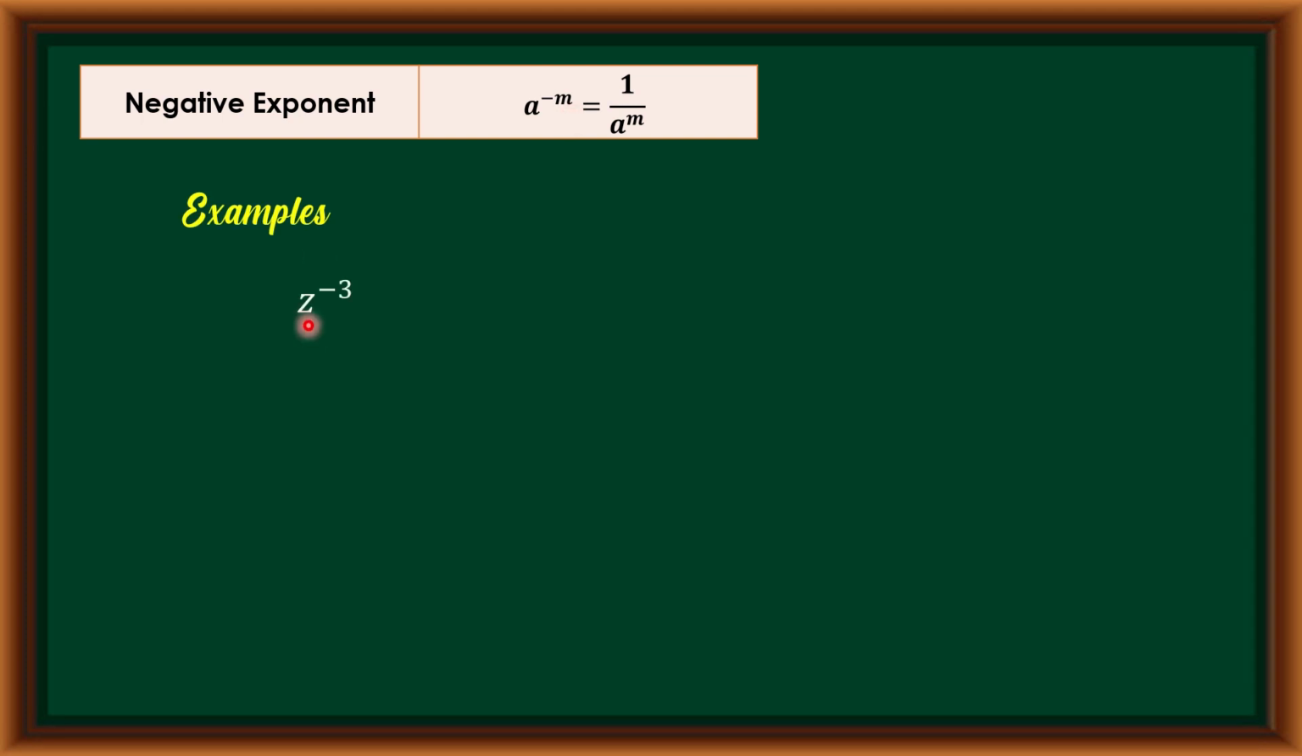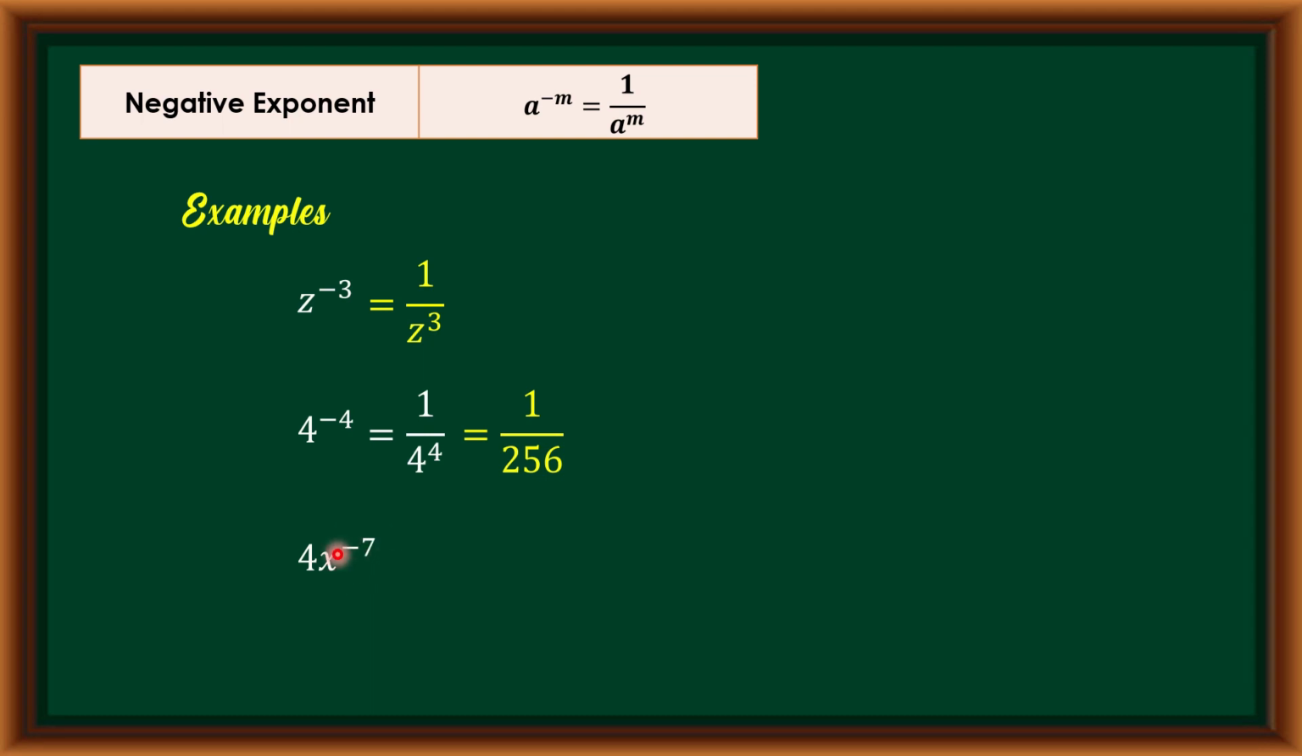Number 1, we have z raised to negative 3. Let us get the reciprocal of this one. We have 1 over z raised to 3, in which the exponent from negative becomes positive. Let us have another one. We have 4 raised to negative 4, which means that is equal to 1 over 4 raised to 4. And let us simplify 4 raised to 4. We have 1 over 256.